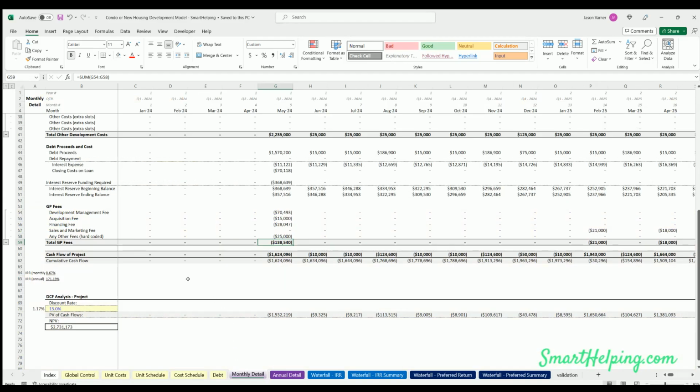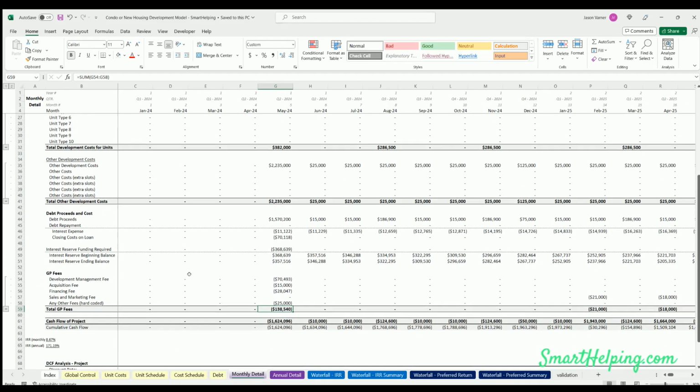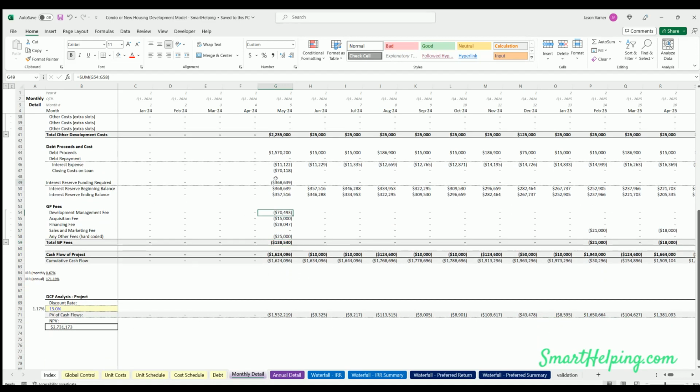I can't remember if there's one other thing I wanted to talk about on the monthly detail. Not interest reserve, debt, fees. I think I covered everything.